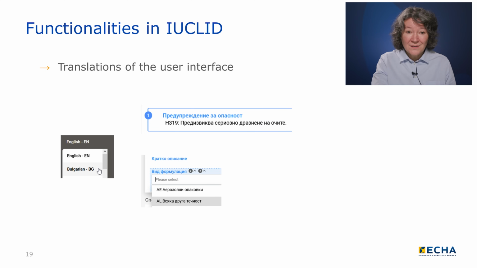Let me now show you functionalities in Euclid that will be used for SPC. First, translation of the user interface. The default language of Euclid is English, but you can change this language in the dashboard, for example to Bulgarian, and then the labels and the drop-down menus in Euclid will be displayed in the selected language.